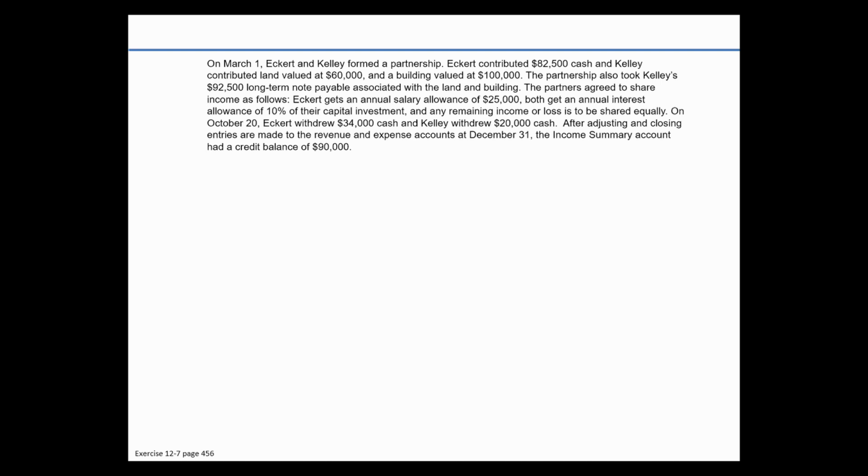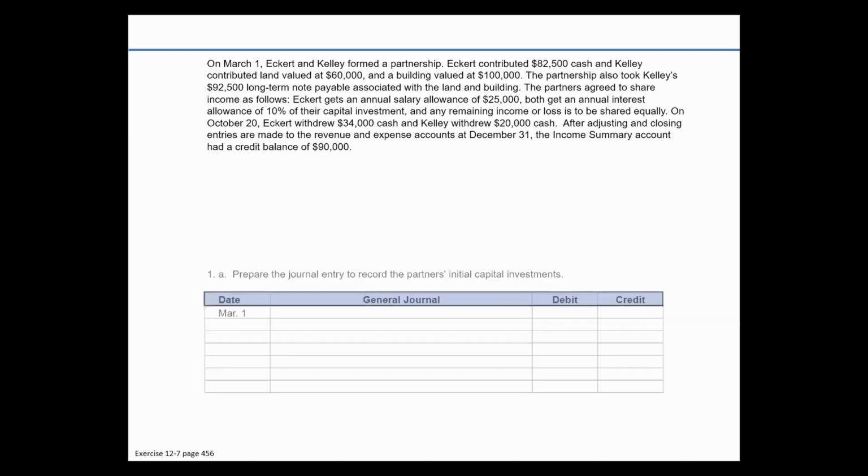After adjusting and closing entries are made to the revenue and expense accounts on December the 31st, the income statement account has a credit balance of $90,000. And that $90,000 then would be the net income that the business generated during the course of the year. So we'll prepare the journal entries in order to record their initial capital investment.